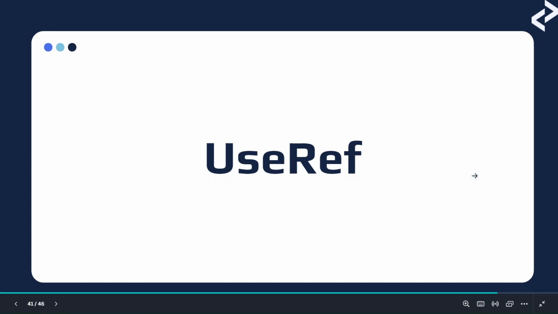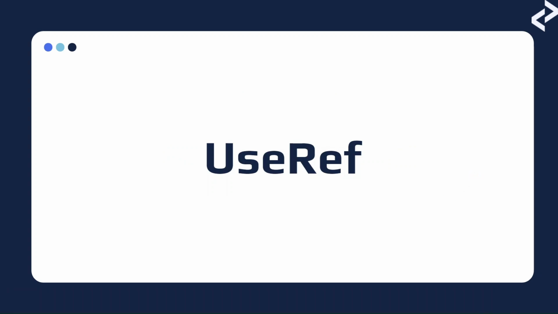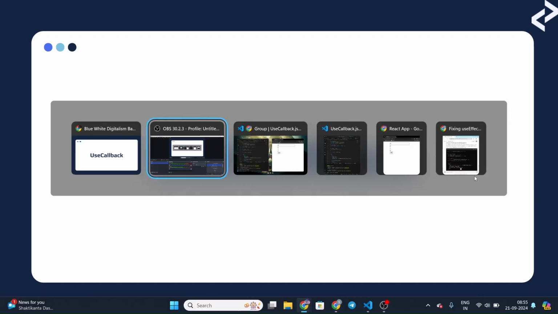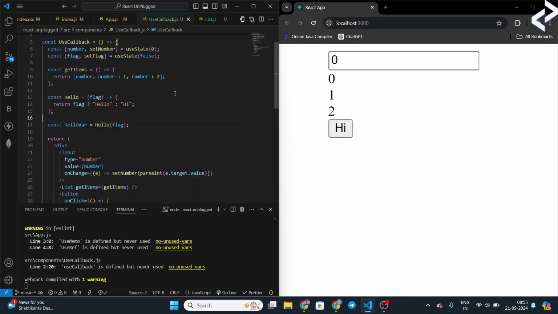Now, hope you're all familiar with this useState hook. So now, moving on to the next one, it is the useCallback. Let me demonstrate using a code snippet. Okay, so this is the code snippet for the usage of this useCallback hook.